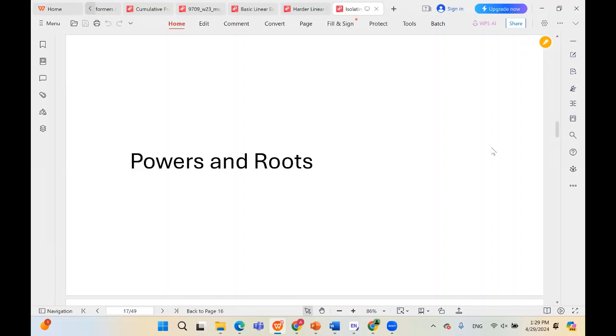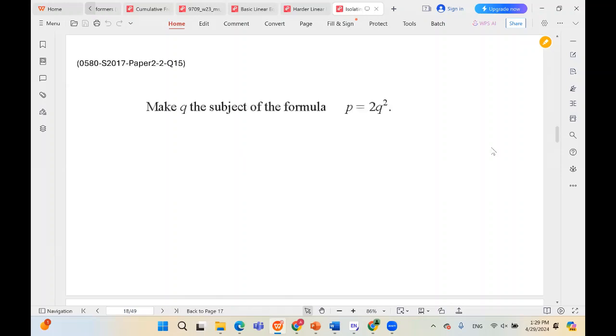Next, we move on to questions that involve powers and roots. So here we want to make q the subject. So first we want to get rid of the 2, so we divide both sides by 2. We get p over 2 equals, and then these cancel out, so we have q squared. Now we want to get rid of the power 2. So we raise both sides to the power half, the reciprocal of the power.